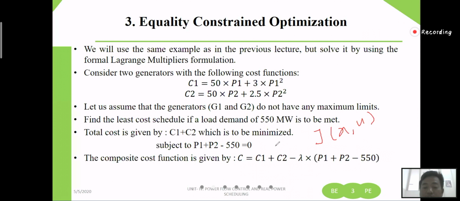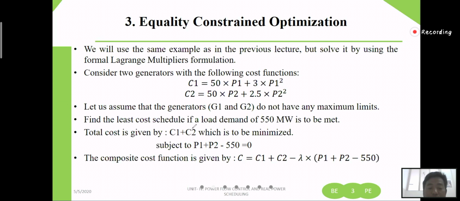So subject to means this is an equality constraint: P1 plus P2 should be equal to 550, because generation from P1 and P2 has to meet this total demand. Okay, so this has become an equality constraint.